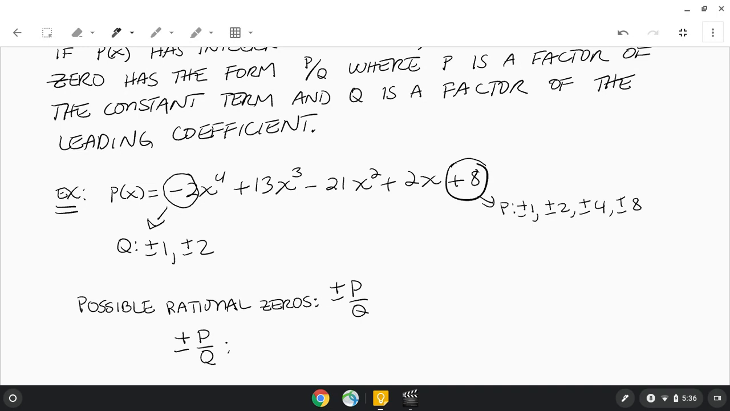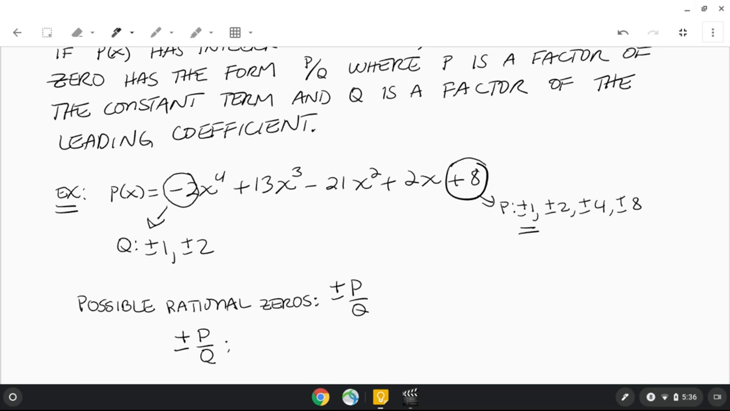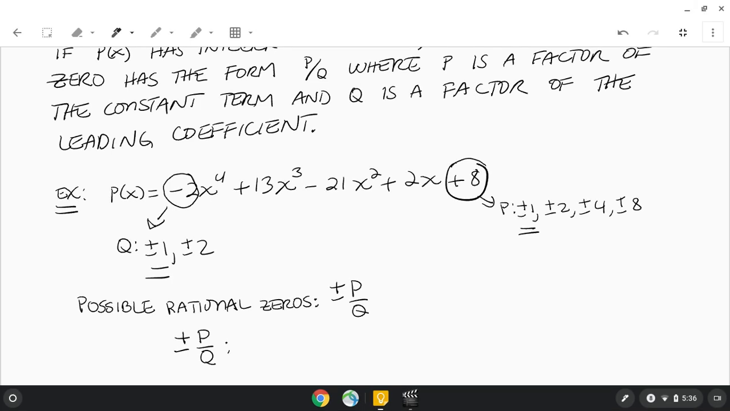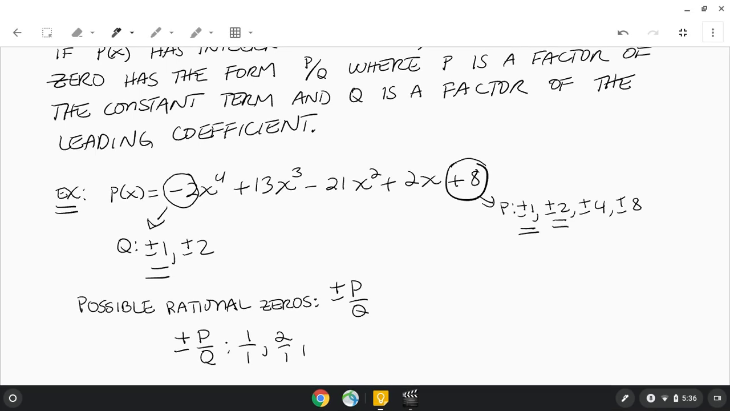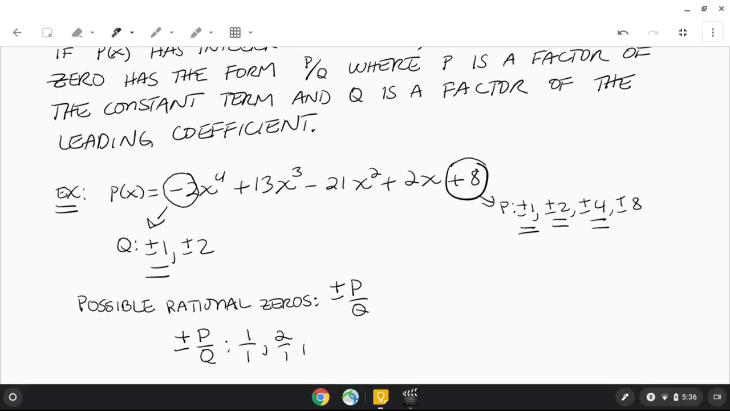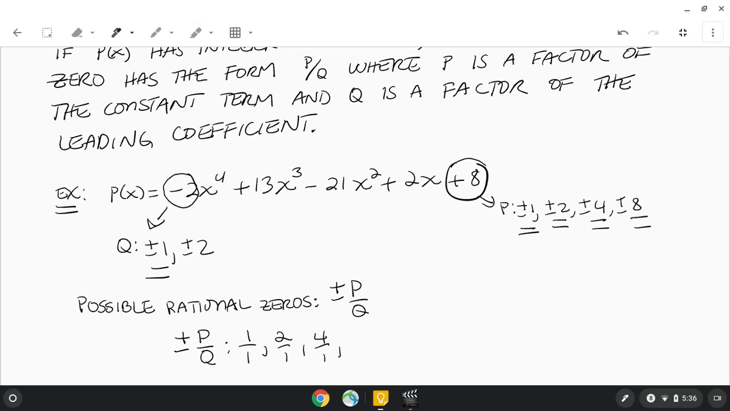Okay. All right. So P, I have 1. So I can do 1 over 1 here. So 1 over 1, which is just 1, right? I can do 2 over 1. I can do 4 over 1. And I can do 8 over 1.